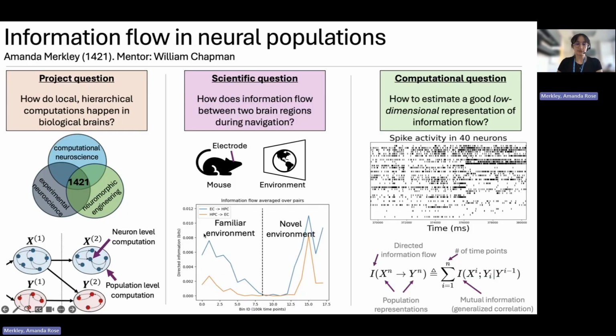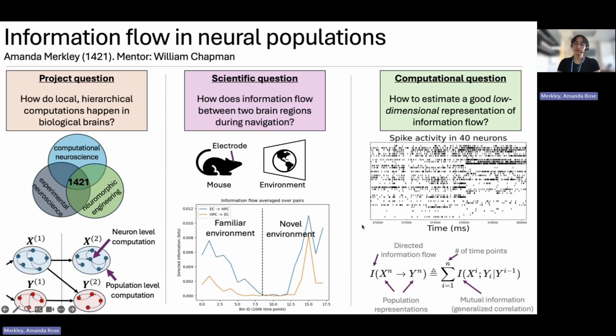The next interesting thing to notice is that at the onset of the familiar environment, there's a lot of information flow which then tapers out, possibly due to lack of attention as the animal runs through multiple iterations of the same track. But then once it moves into the novel environment, there's a big spike and ramp up in information flow, which suggests that there could be relevant computations happening due to remapping of the environment in the two brain regions.